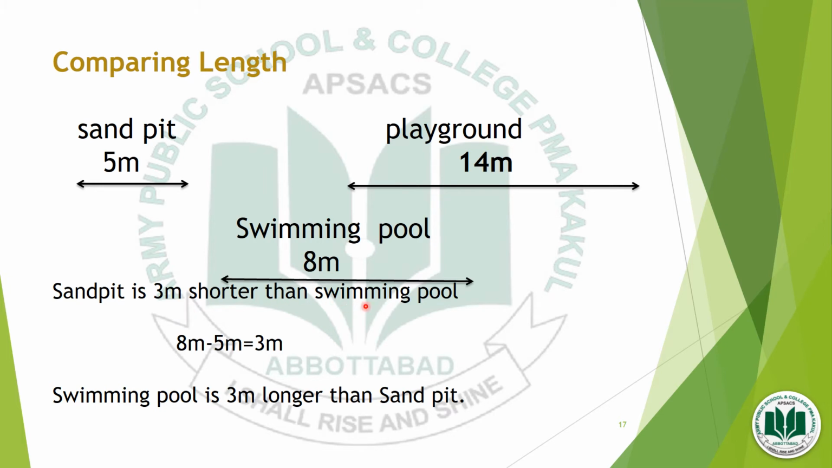Then if we want to compare the length of the swimming pool and the playground, the same, we will subtract the lengths. The playground is longer than the swimming pool. So we will find the difference between these two lengths. The sandpit is 3 meters shorter than the swimming pool. You can also say that the swimming pool is 3 meters longer than the sandpit.